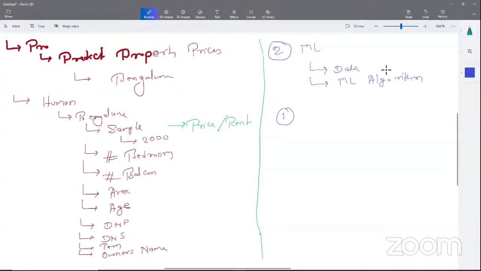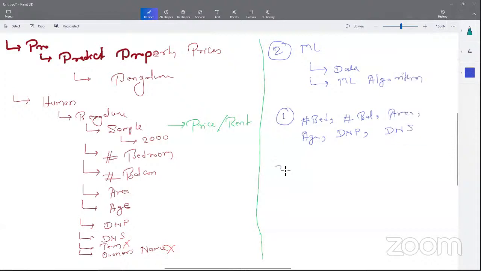As of now, let's treat these algorithms as a black box. Given these many features, these algorithms are sufficient to identify which features are important. For example, in the first step, the machine learning algorithm will identify that the number of bedrooms is important when it comes to property price. Number of balconies is important. Area is important. Age is important. Distance from nearest police station is important. Distance from nearest shopping mall is important. But the machine can itself identify that features like temperature and owner's name are not at all important when it comes to property price or rent.